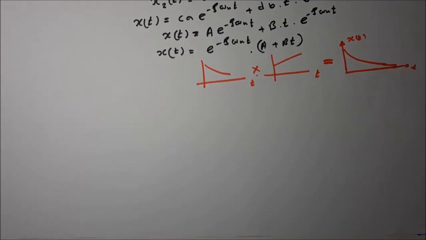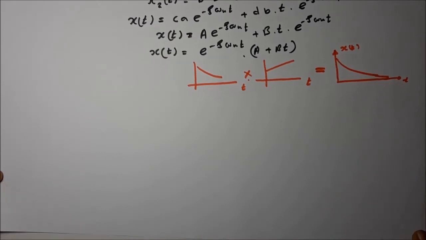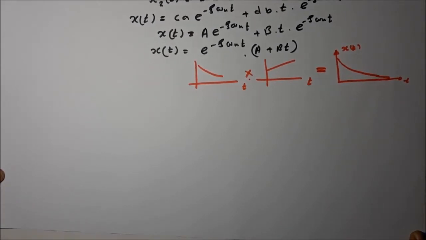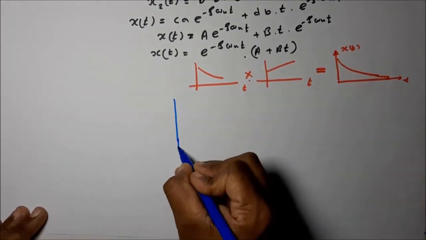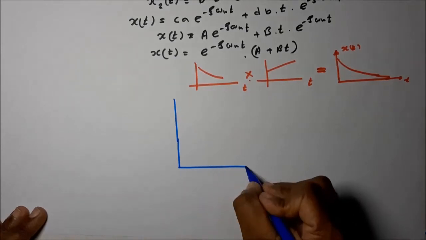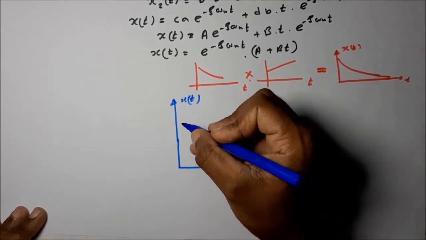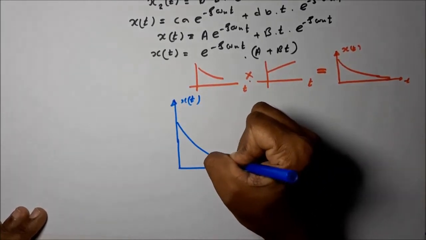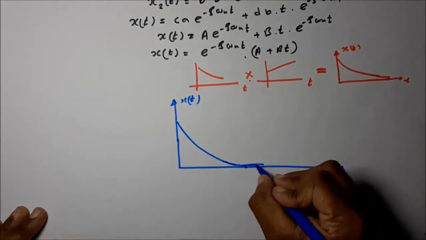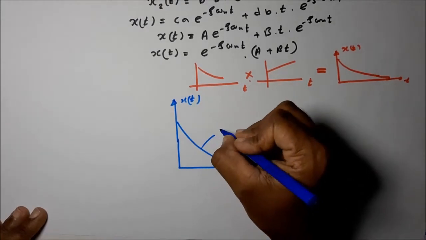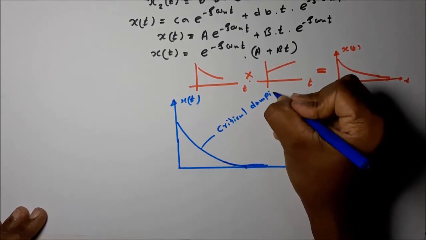Let me explain this one. Then we are having this kind of solution. That means this situation is called the critical damping situation. This is t, this is x(t). Then this is how it behaves. It goes to infinity. This is called the critical damping situation.